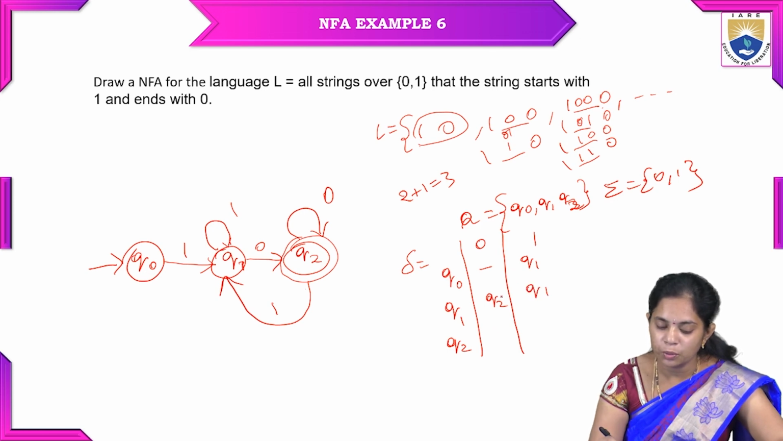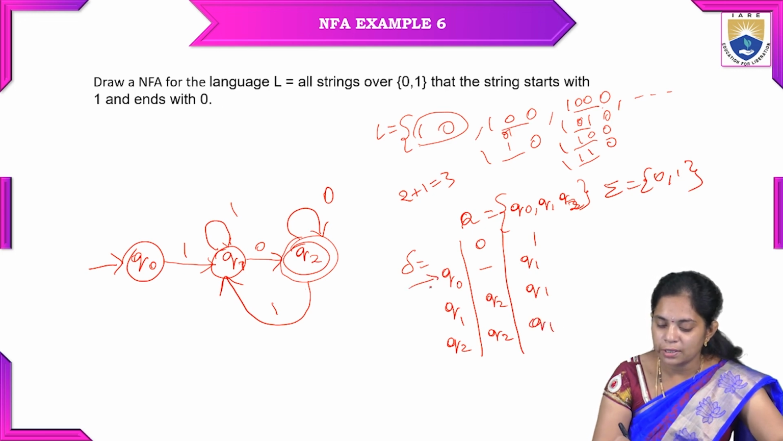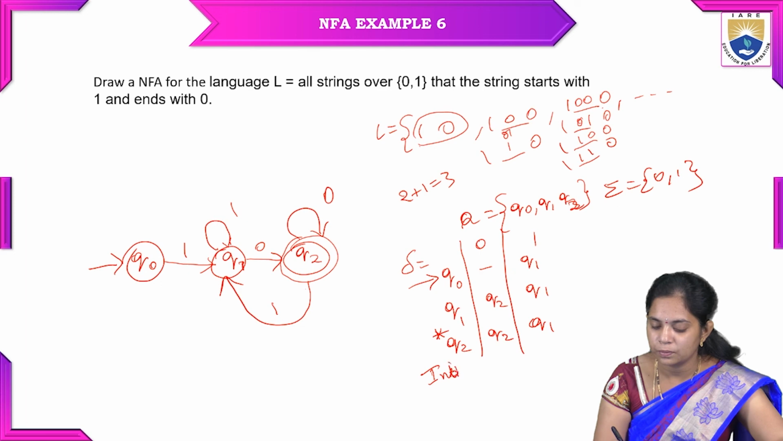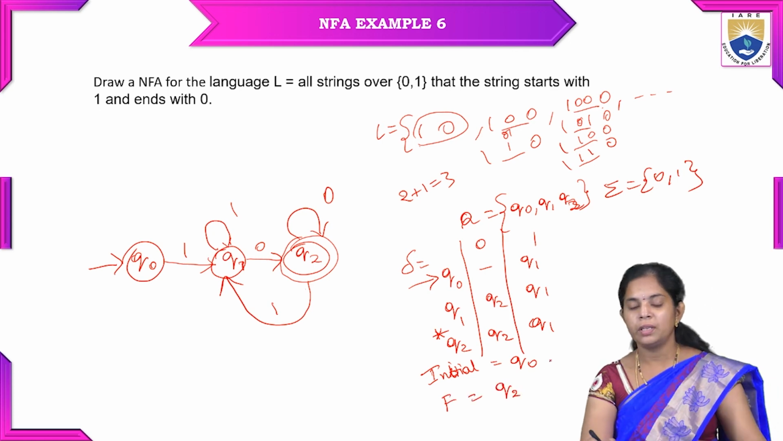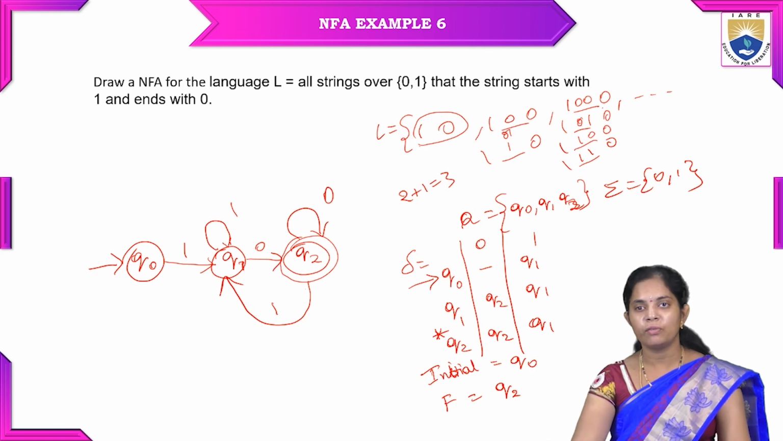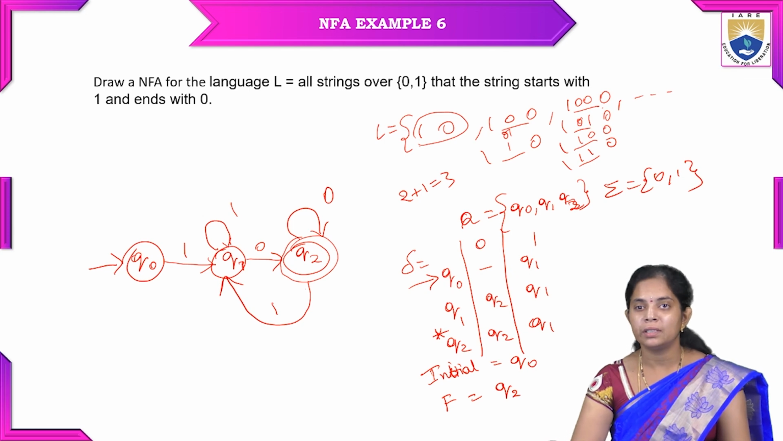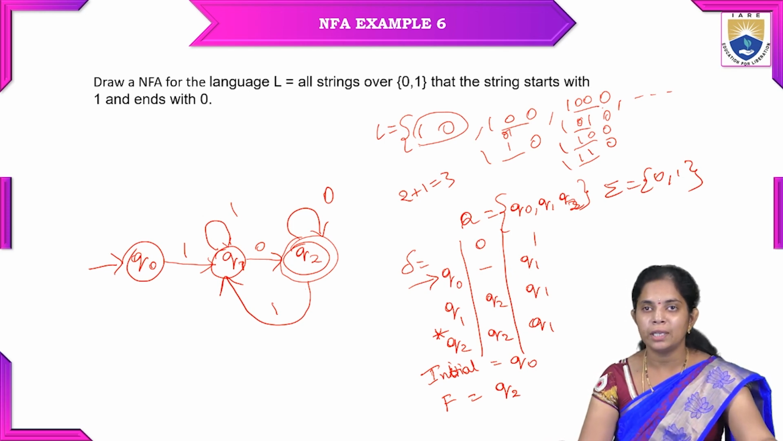And next Q2, from Q2 on 0, it is reaching Q2 only. And next, when it comes to input symbol 1, it is reaching Q1. So the starting state and final state should be represented. The initial state is Q0 and the final state is Q2. So here is the 5 tuple notation for the construction of the NFA. And these are all the examples of construction of NFA with the diagrammatic representation and the 5 tuple notation.